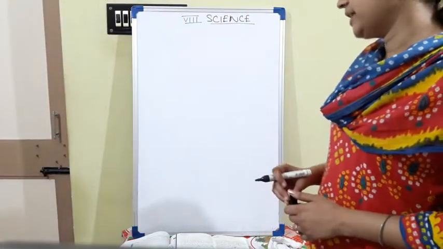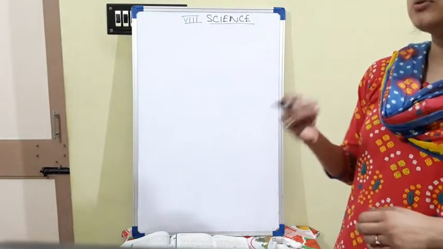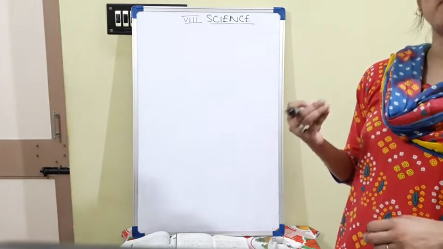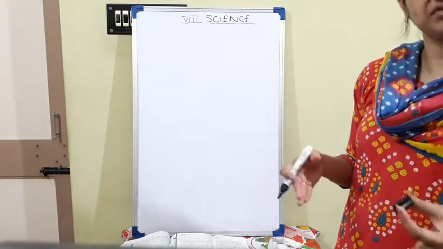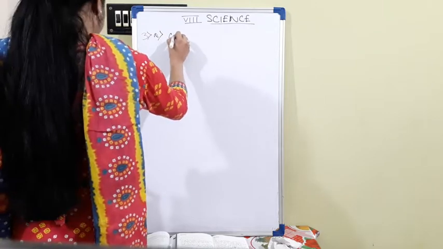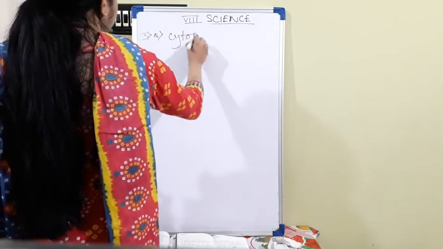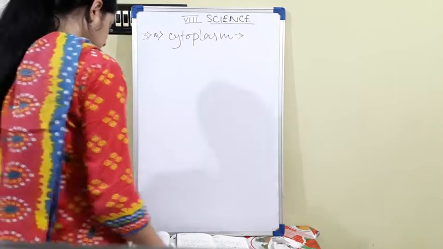Next one, write short notes on the following: cytoplasm and nucleus of the cell. So you have to write down something. Short notes means you have some idea about that. Just write down what this is, what its functions are, what its structure is. Okay, so cytoplasm first. What do you know about cytoplasm? First one, obviously it is present between the nucleus and cell membrane. It is a jelly-like substance.